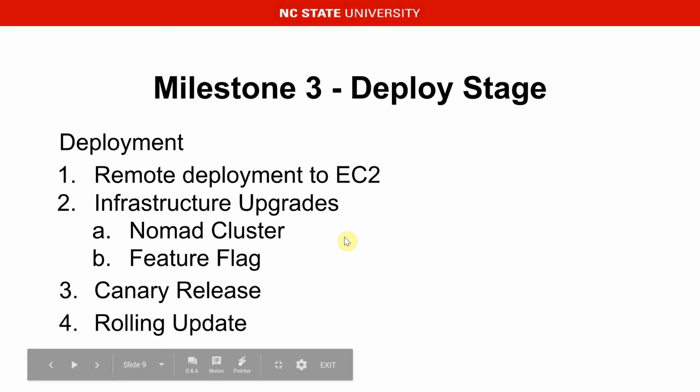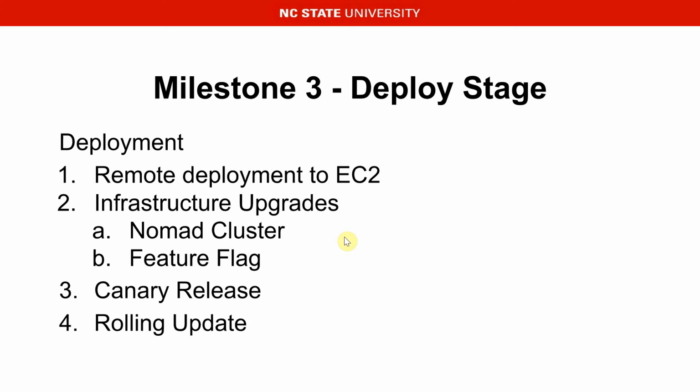Now, in the deployment stage, we automated the deployment to a production EC2 instances. We also created a Nomad cluster and ran a Nomad job on one of the worker nodes. And in case that worker node fails, we give the job over to the other worker node. We also implemented a feature flag using a Redis master-slave architecture.